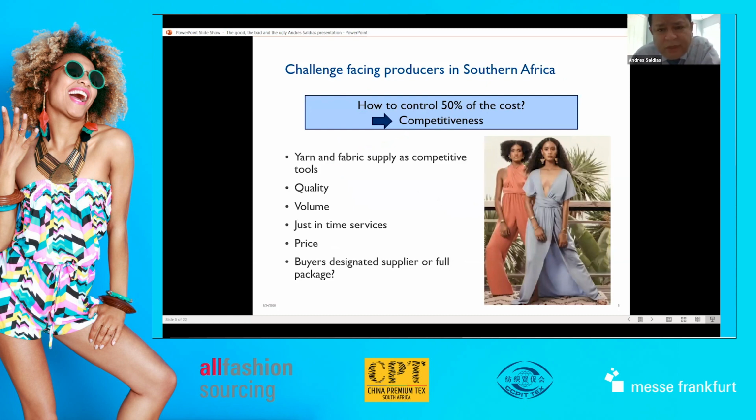The question then, in order to be competitive and get the attention of the buyers, is how to control 50% of the cost, which is the fabric. Now, we do understand the majority of countries around the world, especially least developed countries, don't have an integrated value chain. Like Indonesia. Indonesia doesn't even have cotton, but it's the 11th exporter in the world. How did they reach that? Because they learned how to control the yarn and fabric supply in terms of quality, in terms of volume, in terms of just-in-time services, and buying from designer suppliers or becoming a full package.